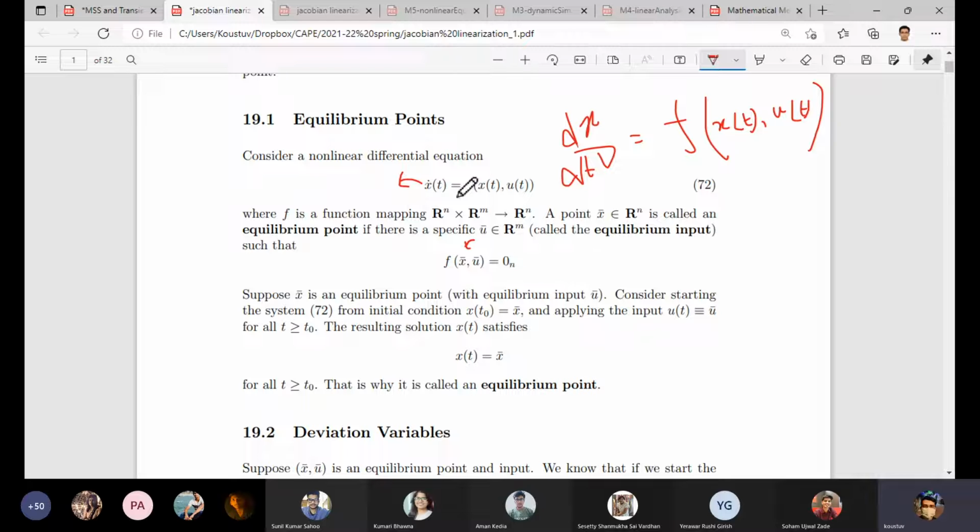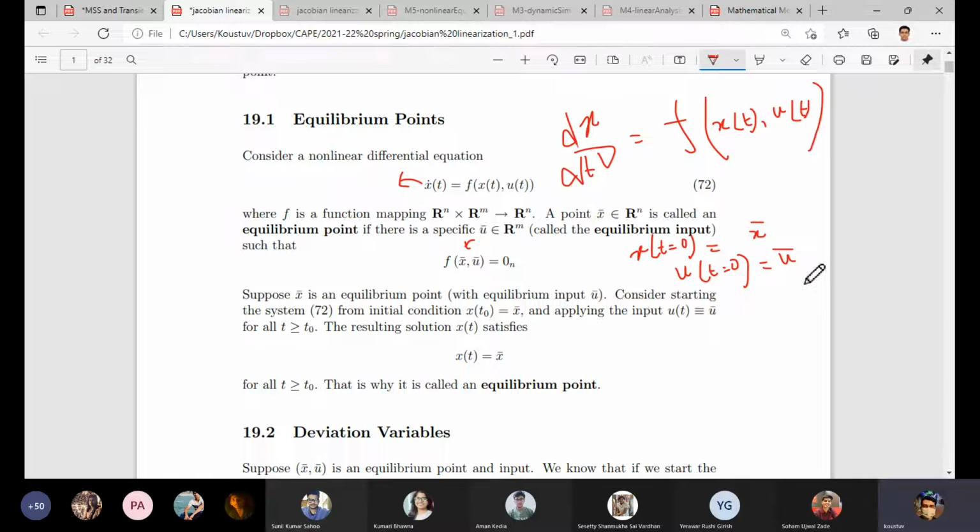For any such differential equation, x dot(t) is a function of x(t) and u(t). If we start integrating, we need some initial conditions, right? So x at t equal to 0 and u at t equal to 0 have to be specified. Now, what if we start at x bar and u bar? That is, the initial condition is basically the steady state point values.